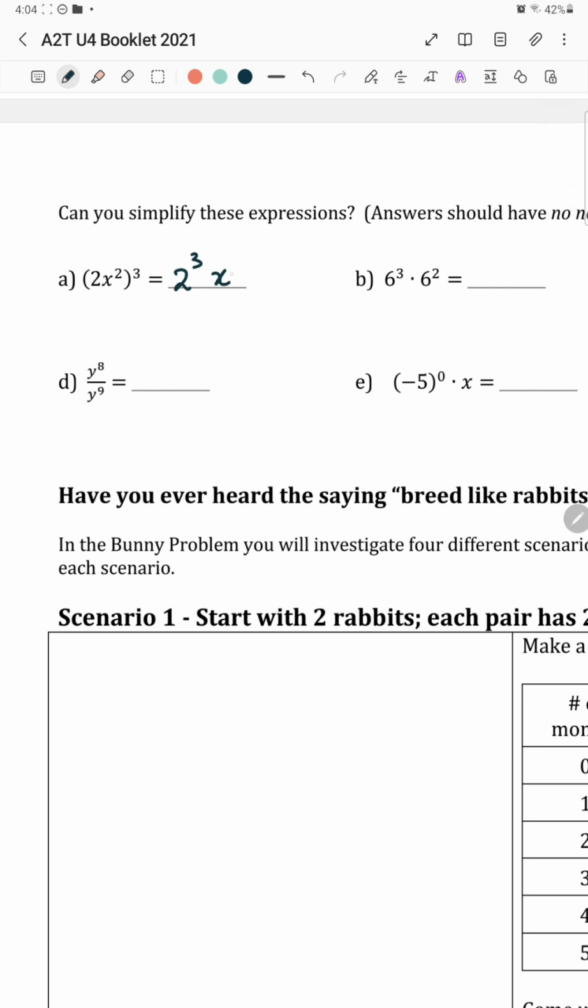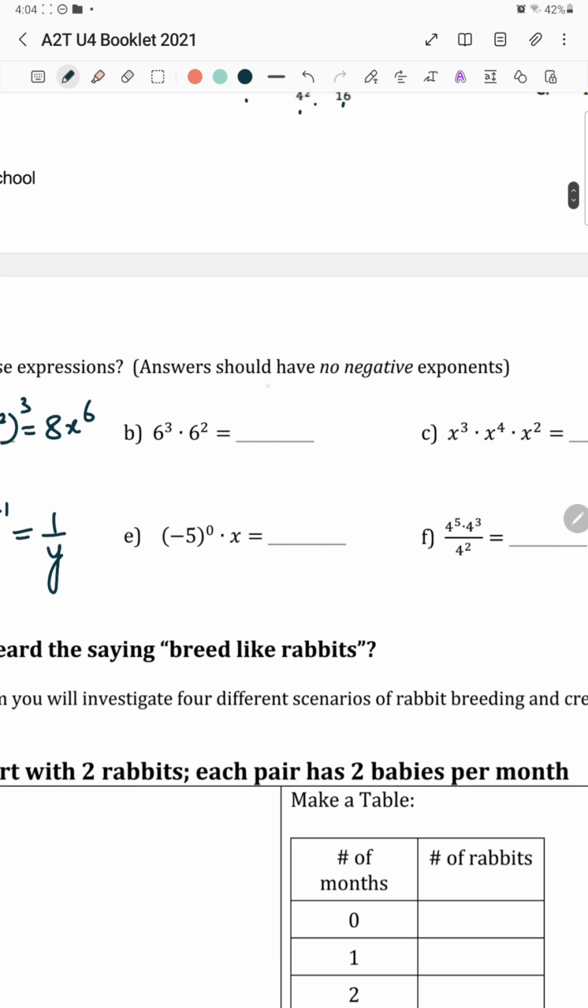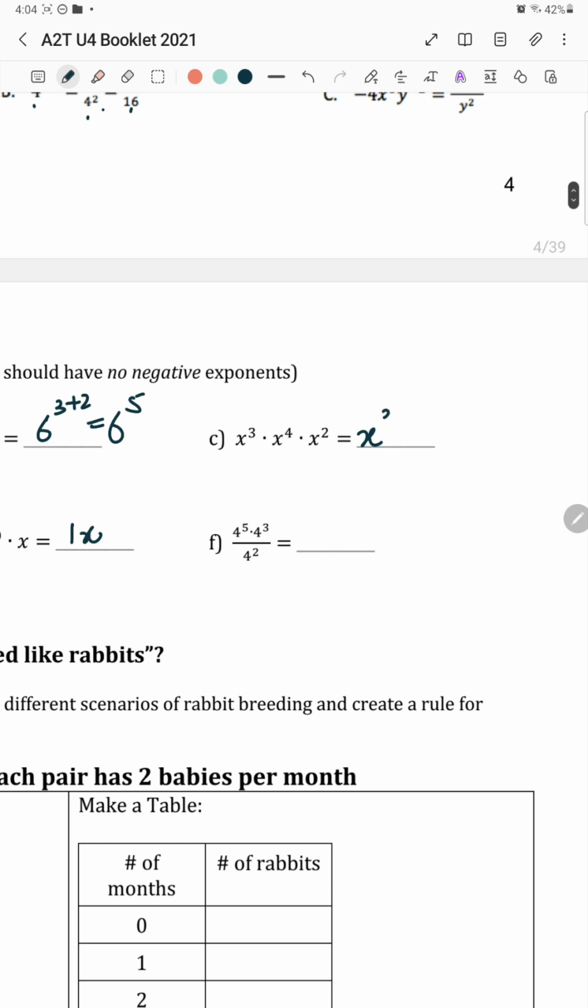2 cubed, x squared cubed, y 8 minus 9, y to the negative 1, 1 over y. 6 to the 3 plus 2, 6 to the 5, minus 5 to the power 0 is 1. x, bases are same. It is in the denominator, so it would be subtracted.